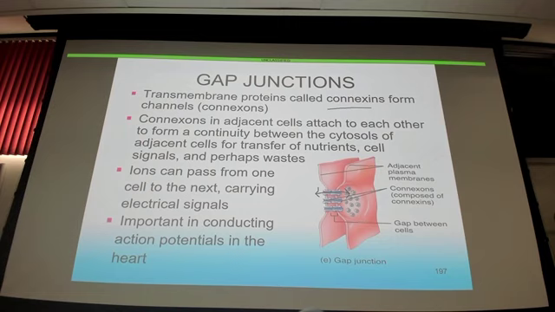But this way is very fast. Right? Not a lot of areas work this way. The heart's one of the big ones. It has connexons that are considered what we call a gap junction.